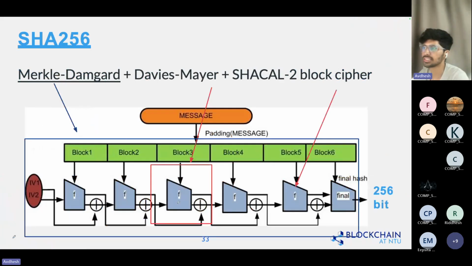This is just a bit of diagram. I think if you have done digital logic a bit, this plus sign inside a circle is an XOR gate, and this is what it looks like, kind of. So yeah, that's pretty much it. You can search more on Merkle-Damgård, Davies-Meyer and SHACAL-2 block cipher, which are the technologies.